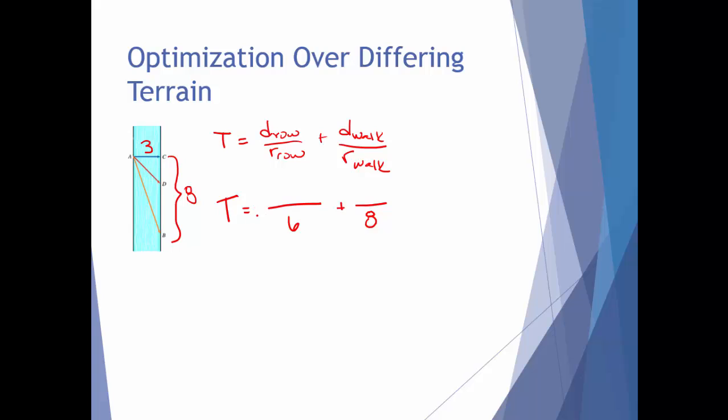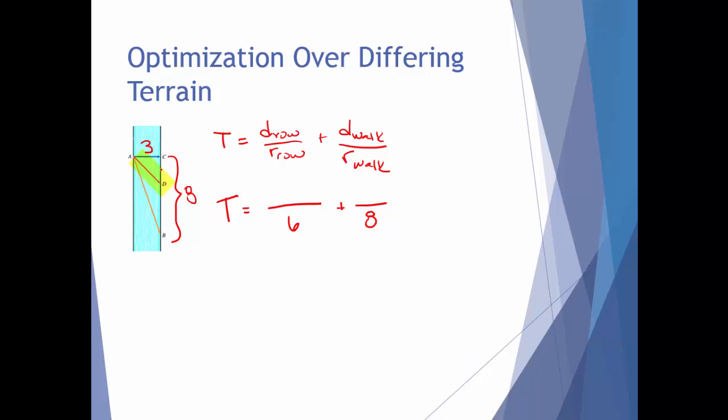So I've filled in the rates, the rate at which she's rowing, the rate at which she's walking. Let's talk about the distances. The distance she's going to spend rowing goes from A to D. It may be 3, that's a possibility. If she goes straight from A to C, that distance would be 3. Or if she goes straight from A to B, that distance would be 8. So it is somewhere in between there.